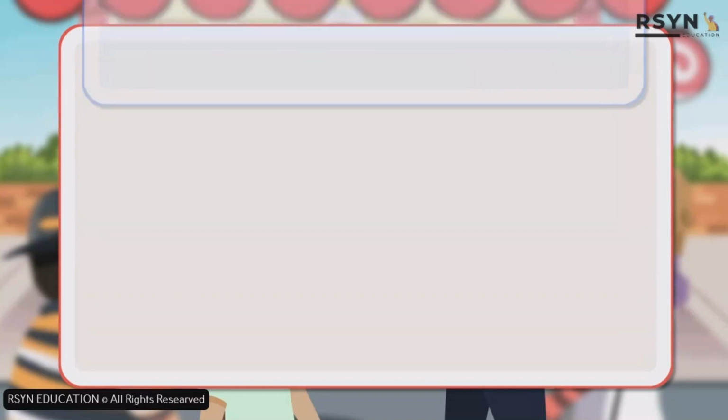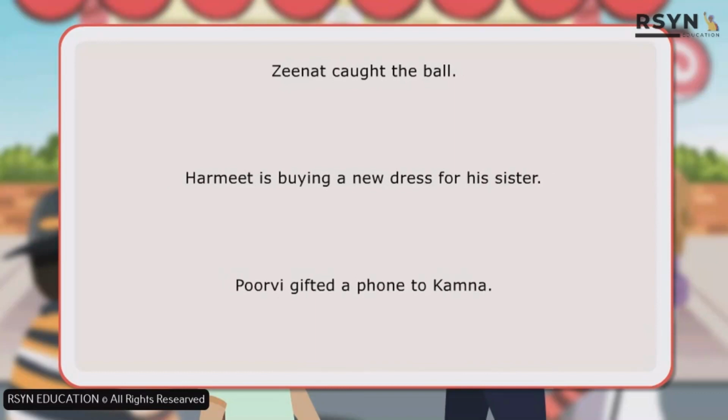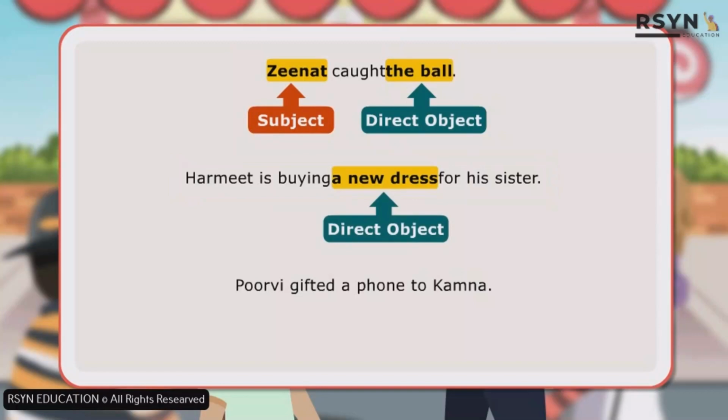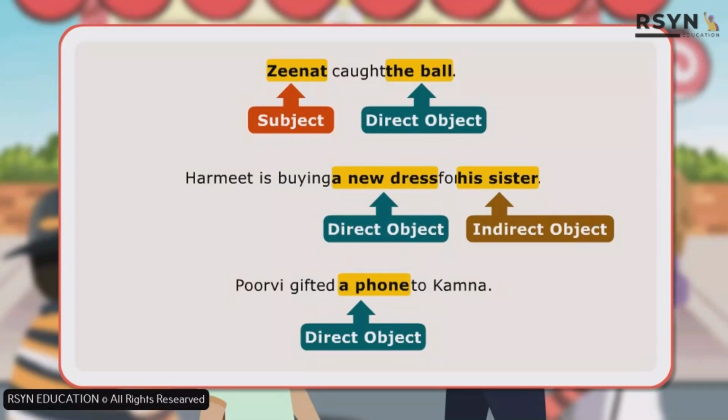Let us look at a few sentences. Zenith caught the ball. Harmeet is buying a new dress for his sister. Purvi gifted a phone to Kamna. In the first sentence, the ball is the direct object since it is the direct receiver of the action performed by the subject Zenith. In the next sentence, a new dress is the direct object of the verb and his sister is the indirect object as it answers the question for whom. In the third sentence, a phone is the direct object as it answers the question what, and Kamna is the indirect object as it answers the question for whom.